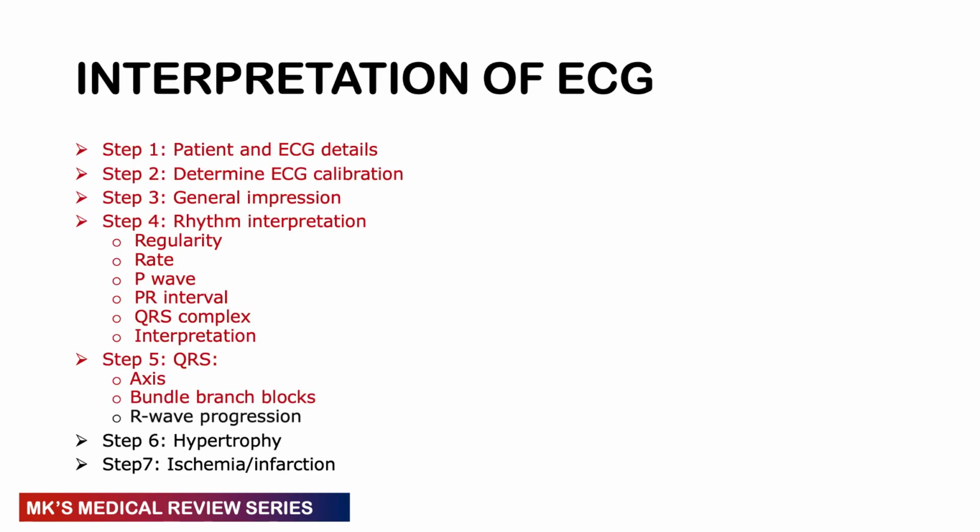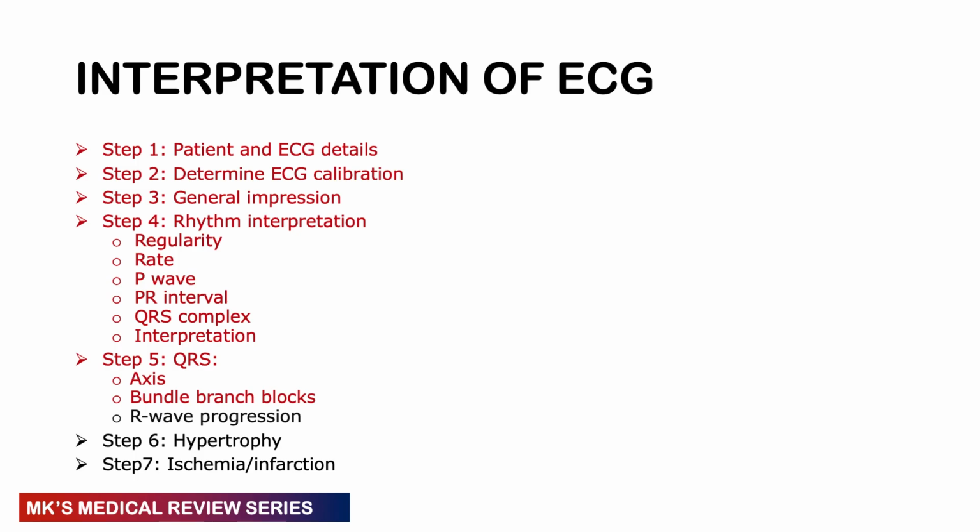Right. So remember in our 7-step interpretation of our ECG to make sure we don't miss out any pathologies. Step 1, we look at the patient and the ECG details. Step 2, we look at the ECG calibration. Step 3, we look at the general impression. Step 4, we're going to be looking at the rhythm interpretation. So pretty much the regularity, the rate, the P wave, the PR interval, the QRS complex, as well as the overall interpretation of the rhythm.